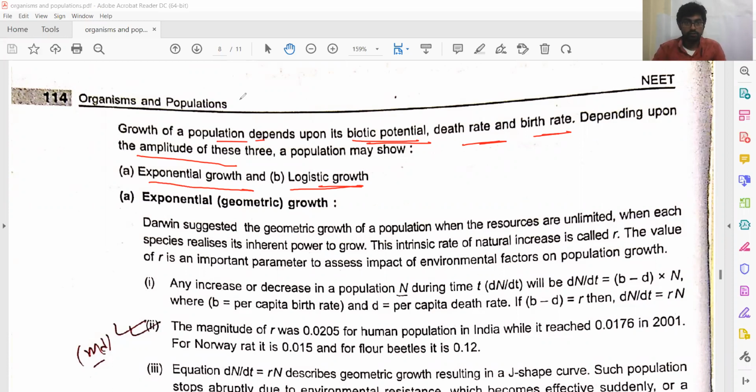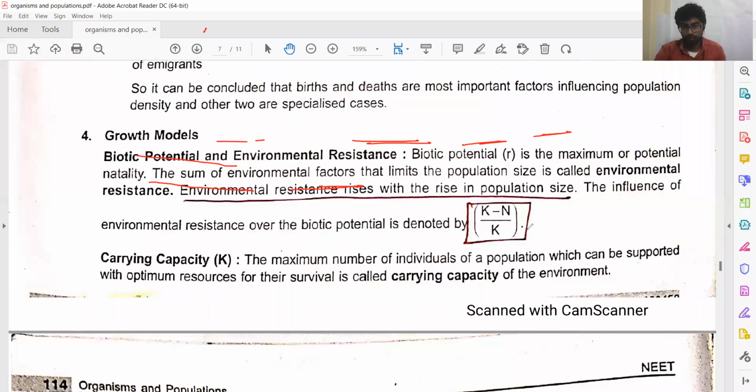Now, what is exponential growth? Wait, let me first come back to this formula, which I left. This is an important formula. I urge you all to remember this: (K minus N) by K. K is the carrying capacity, N is the number of individuals residing in that area. So this is environmental resistance.